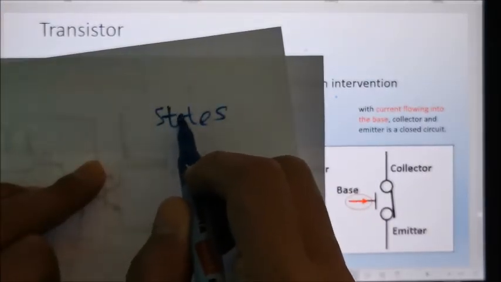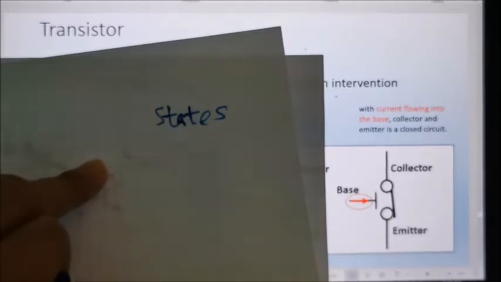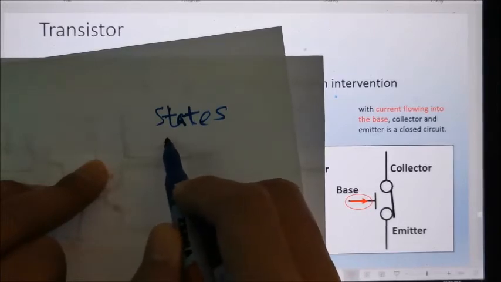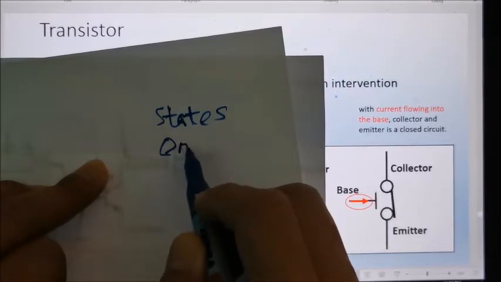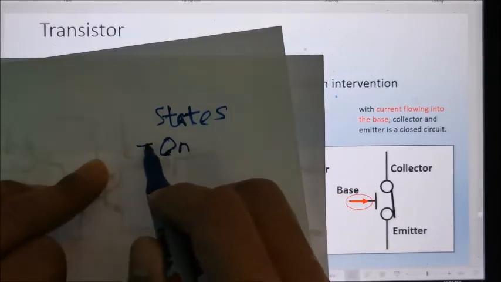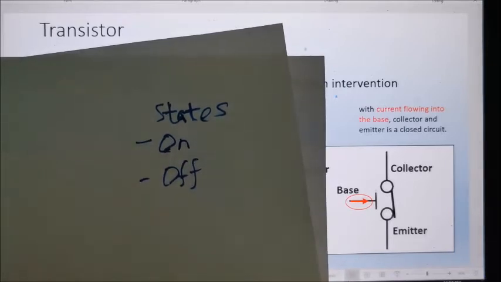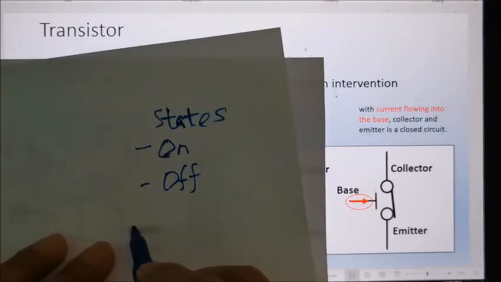Now, you only need to know that it operates in two states. We say that it is a switch. So a switch either is on or off, right? The on state or the off state. Now, where is the switch? A switch looks something like that.